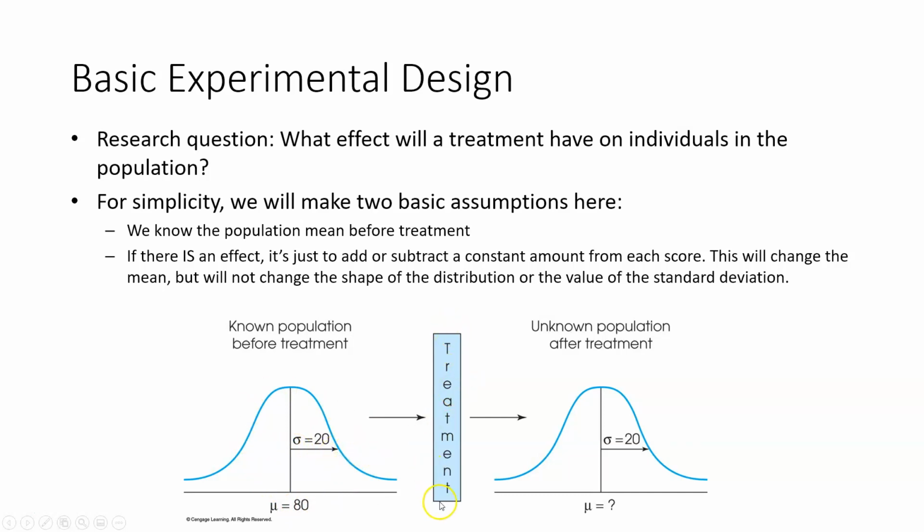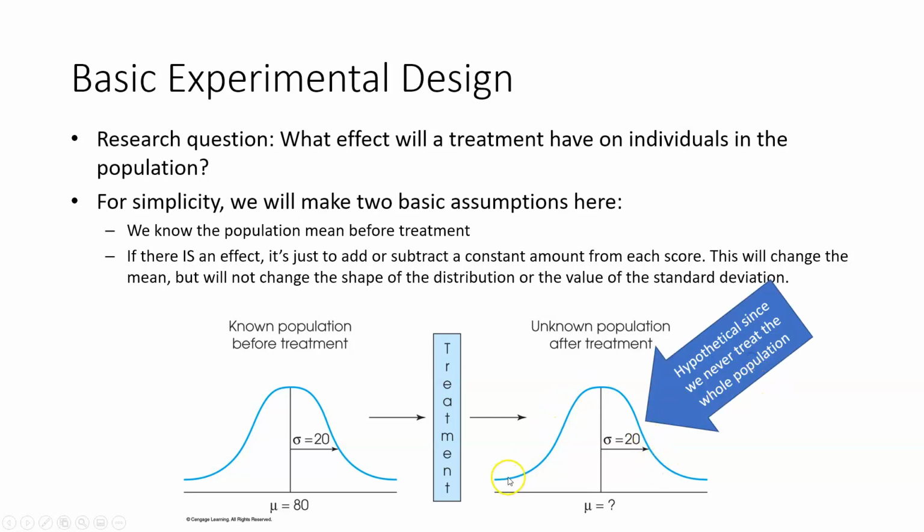We give it some kind of treatment, and after the treatment, we don't know what the mean is. We're trying to assess what it is, but we do know that it has the same standard deviation because, like we set up above, the treatment just has an additive or a subtractive effect. So the standard deviation will not change no matter what the treatment did. If the treatment didn't work, it will still be 80. If it did work, it might be higher or lower, but the standard deviation will not change.